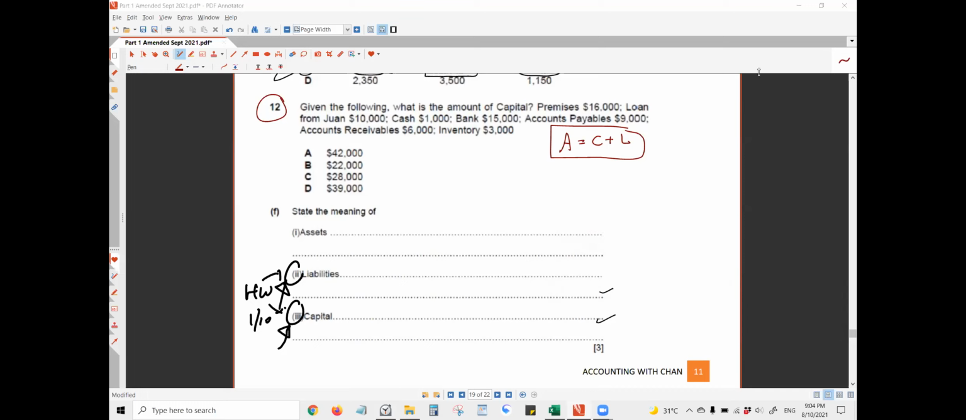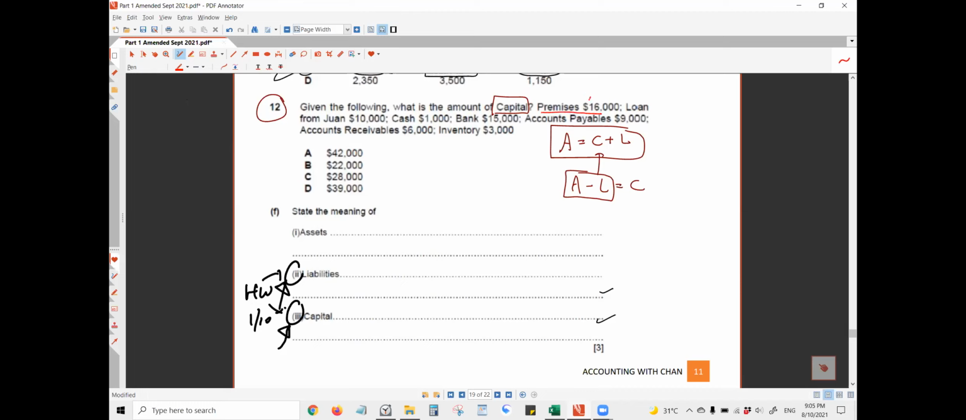Now let's see which is the answer. They're asking you to find capital. So how to find it? You have to take A minus L, agree? Simple calculation here, A minus L. Unless you classify wrongly which is asset and which is liability. If you do it wrongly, then you will get the wrong figure. So let's try to classify first, shall we?